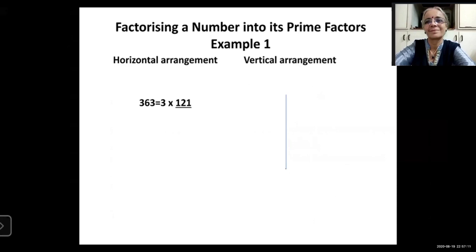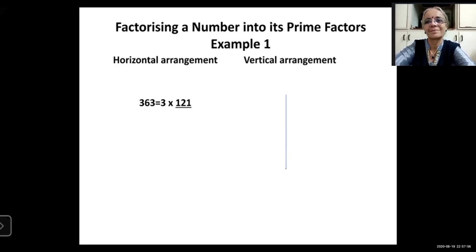Think, it cannot be divided by 2. It cannot be divided by 5. If I add the digits, 1 plus 2 plus 1 is 4, so it cannot be divided by 3 also. Now, there are two ways. Either you learn all the rules of all the prime numbers, some of which are very complicated, or you take out your rough book and just think about 7. 121 divided by 7. 7 ones are 7, 51. It cannot be divided by 7.